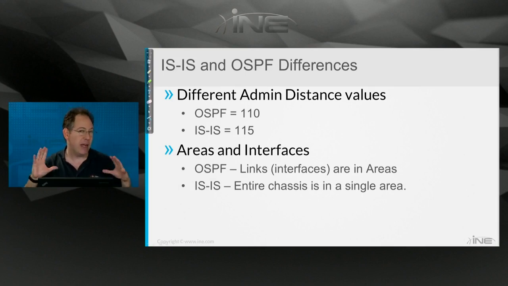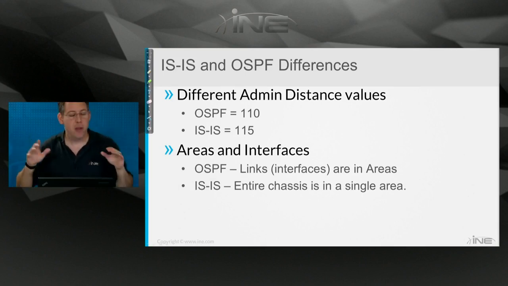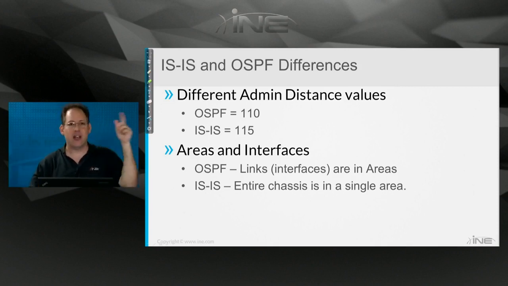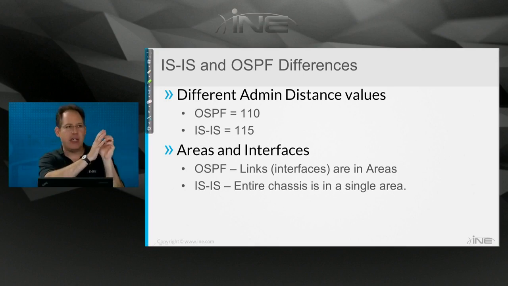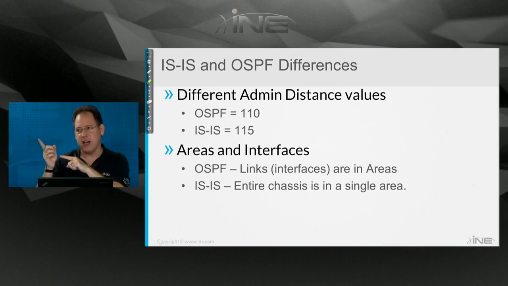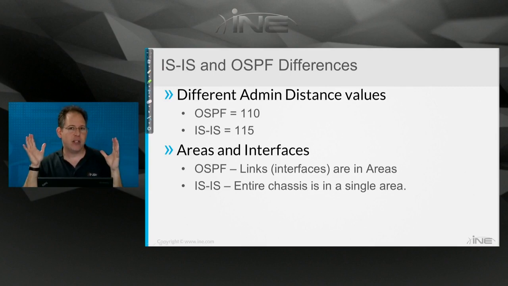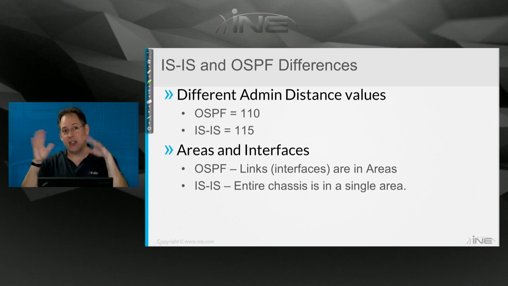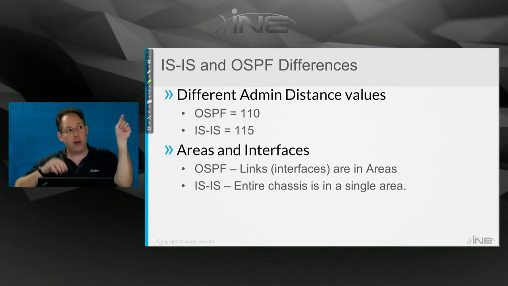Areas and interfaces. This is probably the biggest difference you've got to get your mind around. When you're configuring OSPF, you're probably used to thinking about each link or each interface or each sub-interface being in an area. So that's part of the network command. Or maybe you go to that interface and you say, you are in area 0. This interface is in area 3. So in terms of OSPF, you could have a router where all of its interfaces are in the same area, and we would call that an OSPF internal router. Or you could have a router where some interfaces are in area X and some interfaces are in area Y. And if one of those interfaces is in area 0, we call that an area border router.